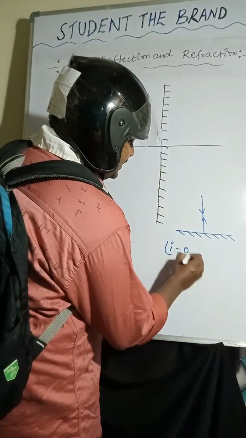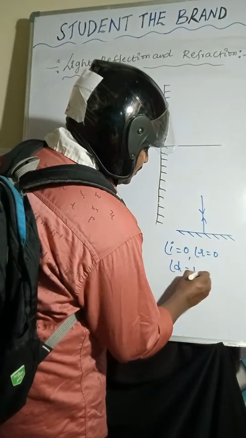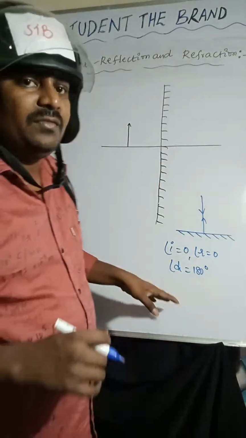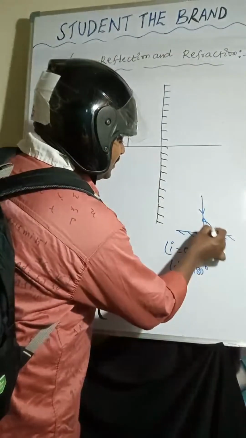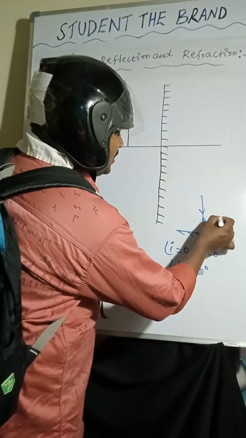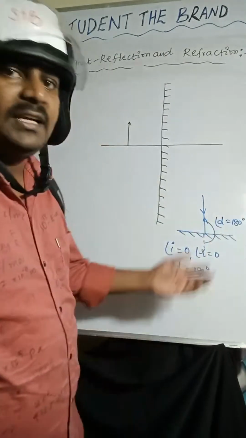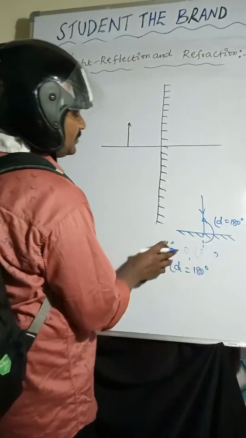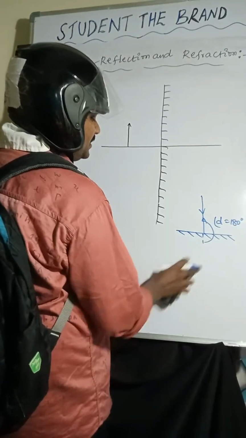Angle of incidence is 0, angle of reflection is 0, angle of deviation equals 180 degrees. Because we are extending this one, right? So the angle between the reflected ray and the deviated line is called the angle of deviation, that is nothing but 180 degrees. Yes or no? Yes. So this is about angle of incidence, angle of reflection and angle of deviation.